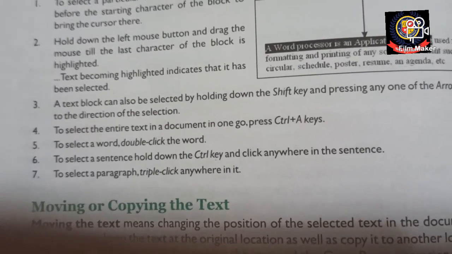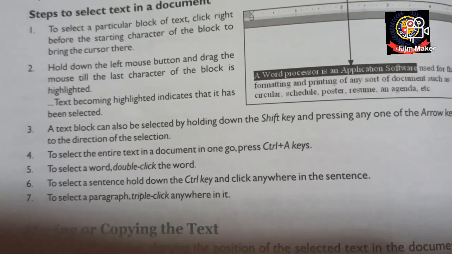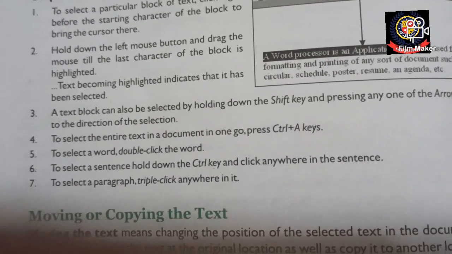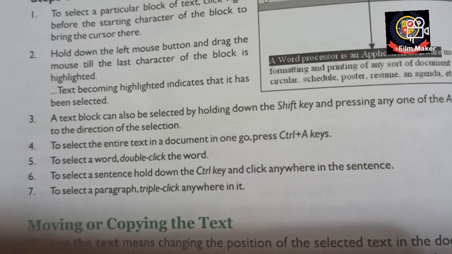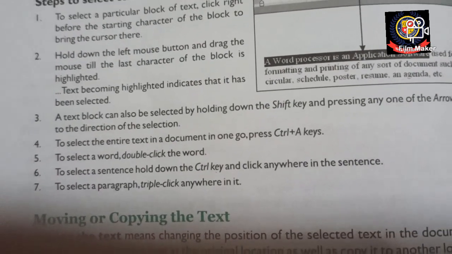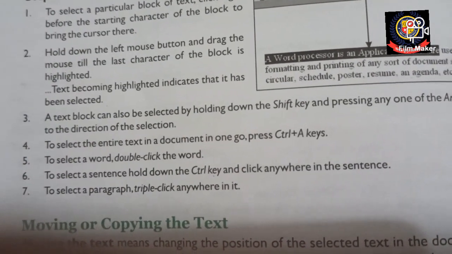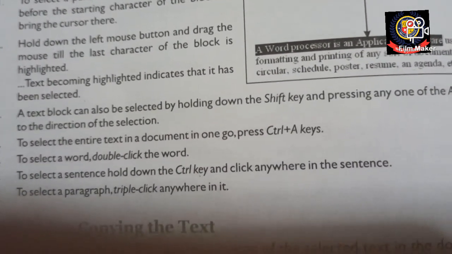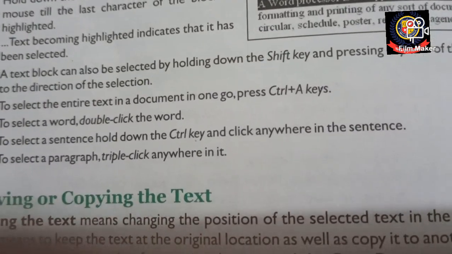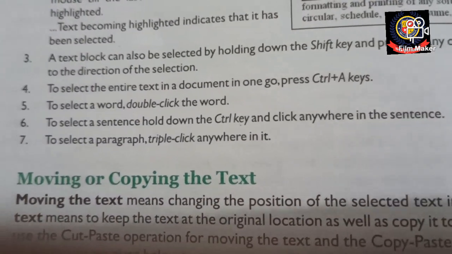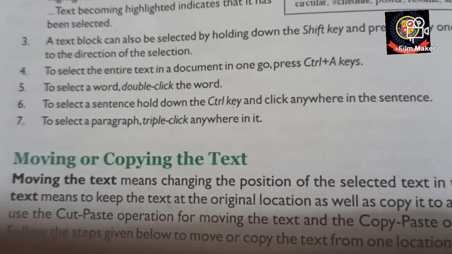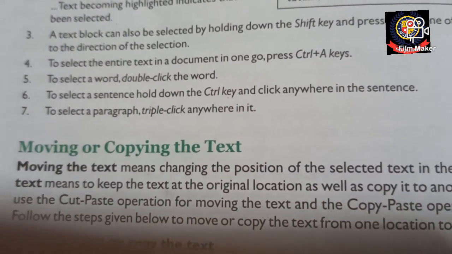Okay, so these are a few features of selecting the text. If you want to select the entire document, press Ctrl plus A. If you want to select just a word, double click over there. If you want to select a sentence, just press the Control key and click anywhere in the sentence. And if you want to select a paragraph, just triple click on it anywhere. The paragraph will be selected.